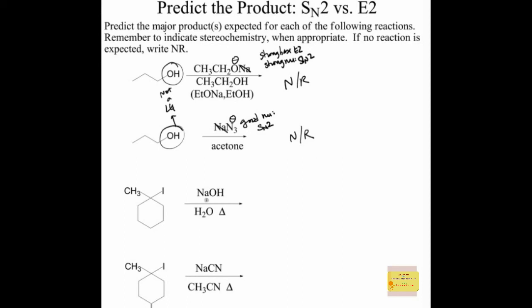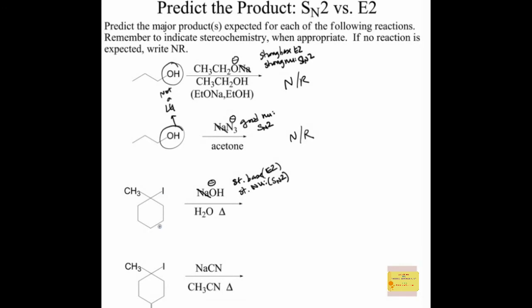Okay, and how about our next one? We have hydroxide. Hydroxide is a strong base. It's a strong nucleophile. So this is a great example where we have our E2, SN2 competition. Do we have a leaving group this time? Yes, we have an iodide. So we're back to our alkyl halide. So we have a leaving group that we can get rid of.